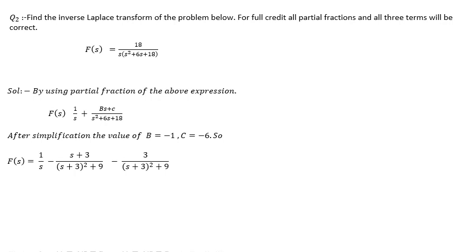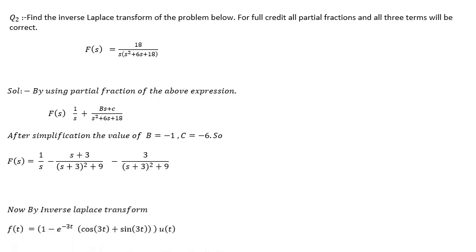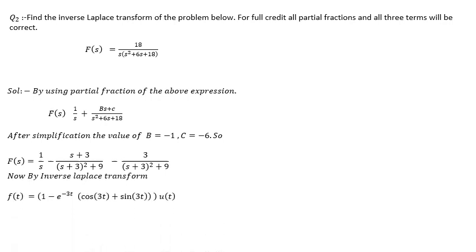We use that property. So by taking the inverse Laplace transform of this function, we get f(t) is equal to 1 minus e to the power minus 3t (cos 3t plus sin 3t) u(t). So this is the proper solution of this question. Thank you.